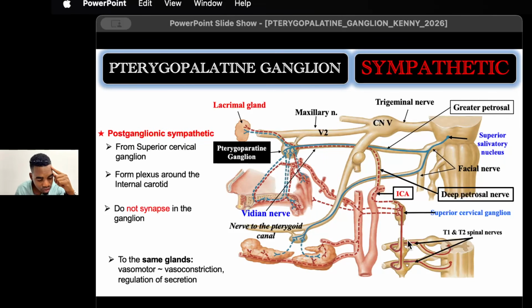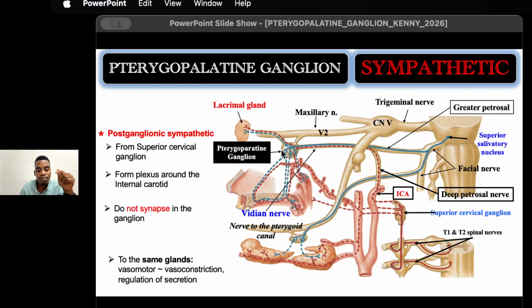Now the sympathetic contribution to the pterygopalatine ganglion is coming from the superior cervical ganglion. Remember, the sympathetic is thoracolumbar. There is no sympathetic that's coming from the head. If you need to have the sympathetic within the head, you need to borrow it from the superior cervical ganglion, from the neck region. And these fibers are carried to the head by way of blood vessels. They are forming a plexus around the carotid artery to go to the pterygopalatine ganglion.